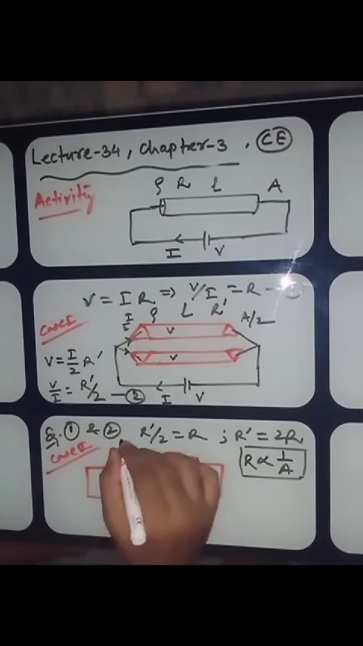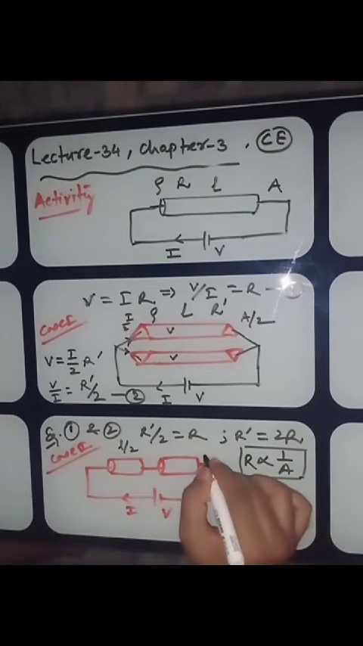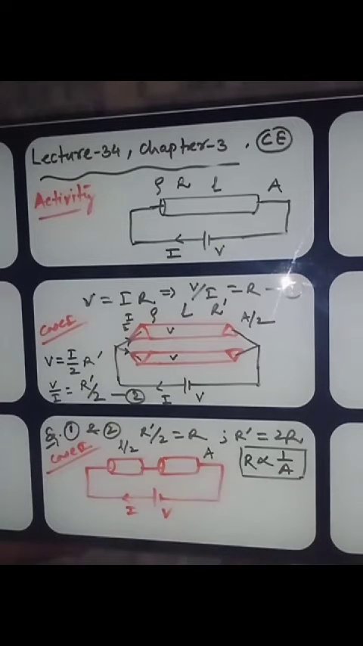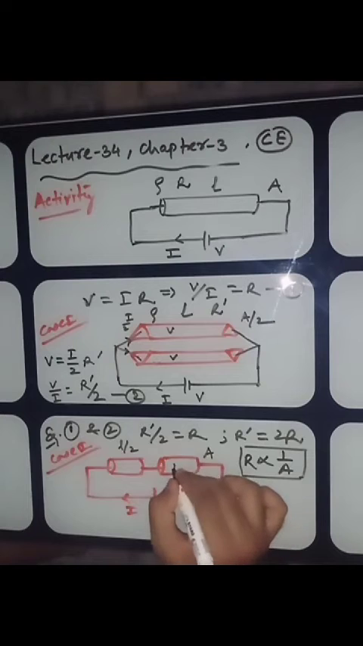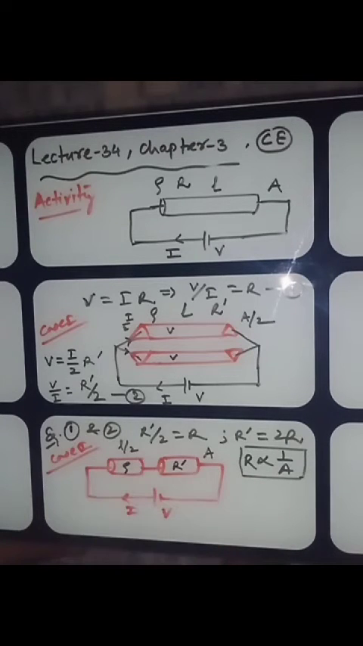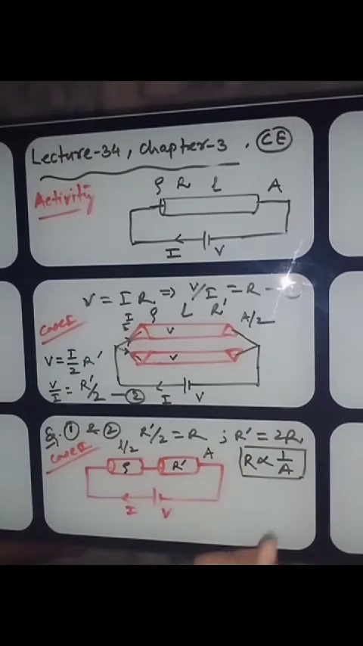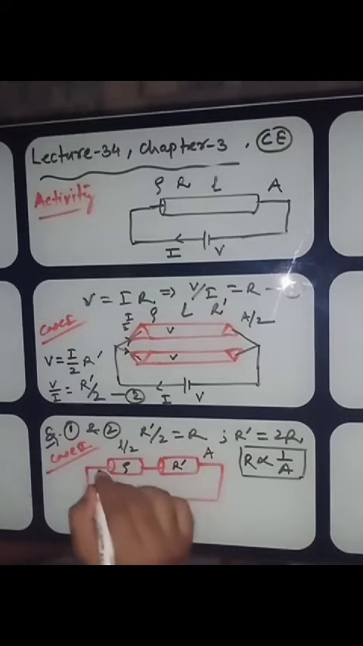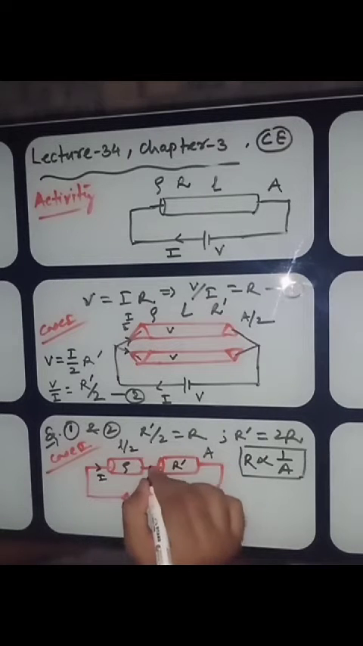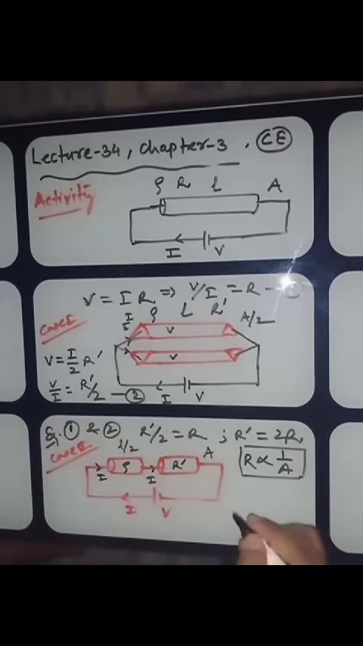So the length will be L by 2. Is the cross-sectional area going to change? The answer is no, it will not change. Now the resistance we don't know. Suppose R dash. Resistivity will be the same because it does not depend upon the dimension, my dear student. Now the current I is moving, and both sections are in series, so the current remains the same. There will be no change in current, and both sections will get the current I.